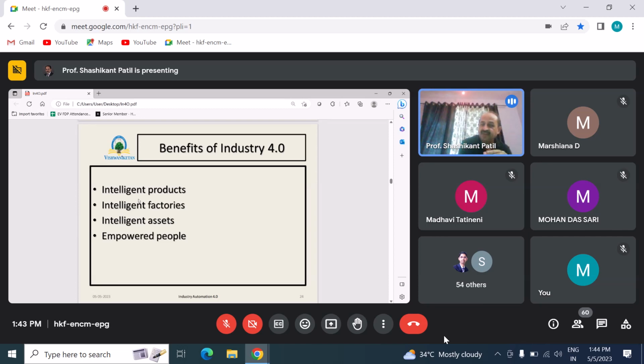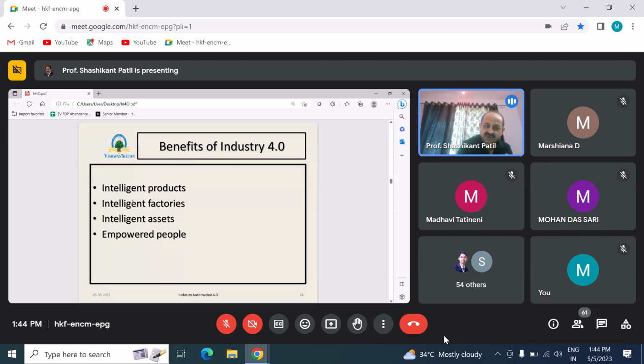The same is applicable to factories. Already we have discussed smart factories. Intelligent factories will have augmentation of AI and machine learning with data analytics, so that they can take decisions. Then intelligent assets and empowered people: people will be handling complex tasks with the help of robots and cobots. The manual intervention will be less, only manual guidance will be there. So these are the four aspects and benefits of Industry 4.0.